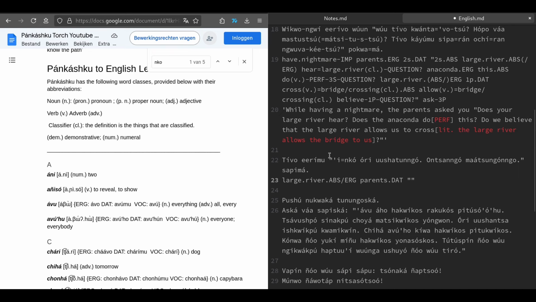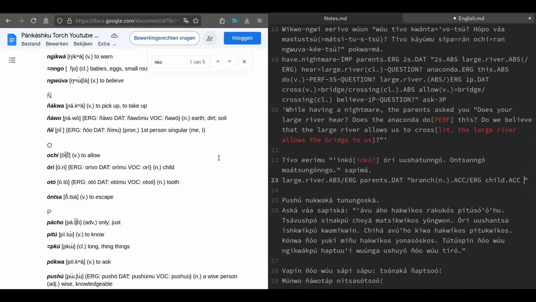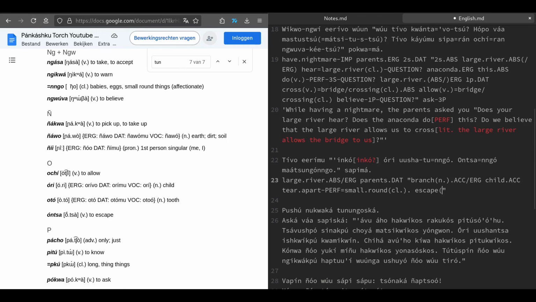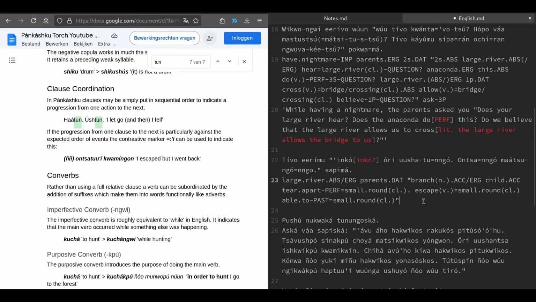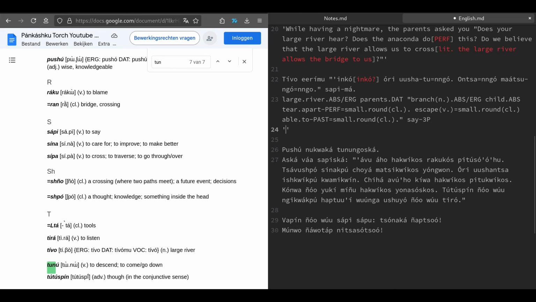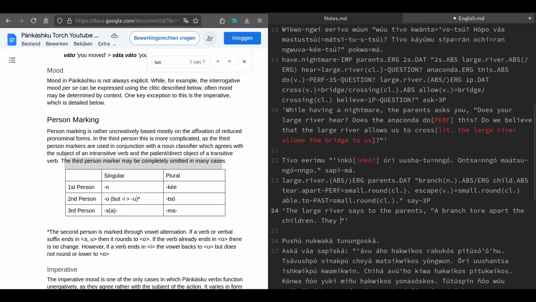I don't think that's right. Ori, ushatungo. Oh wait, there's that. Baby's egg, small round things. Escape, mazungo. Okay, now the translation. The large river says to the parents, they were able to escape.